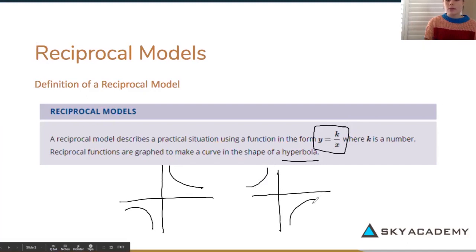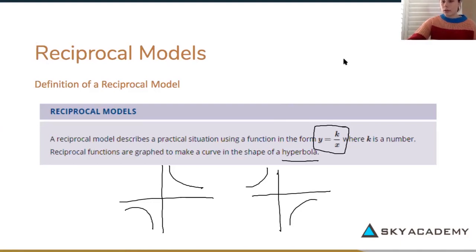And we know that a model of a function is just a practical real life example. So we're going to go and have a look at a reciprocal model. And we're just going to use the information from our 5th video, the previous video, on reciprocal functions to answer the question.